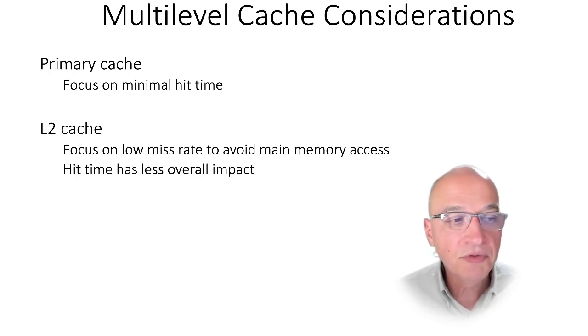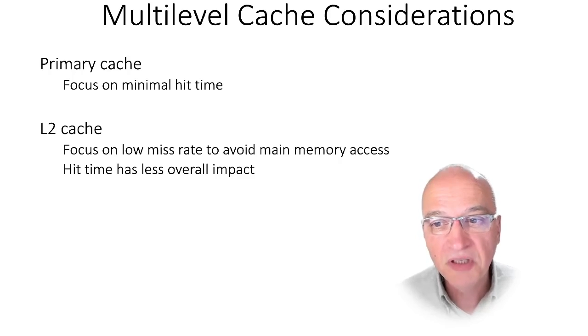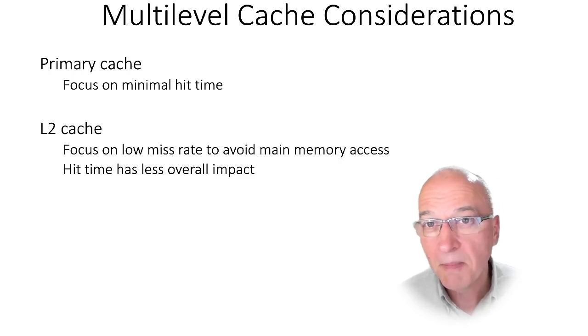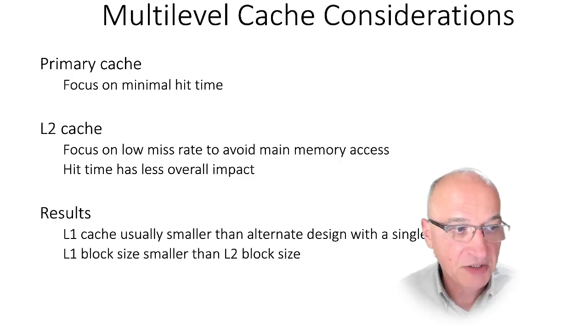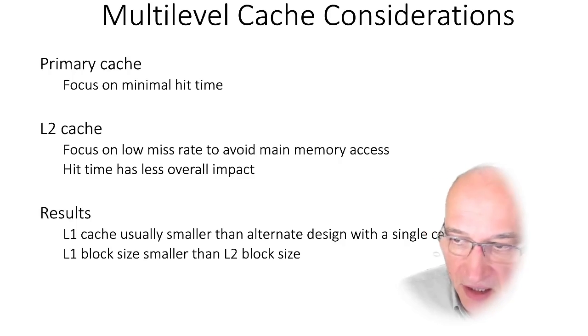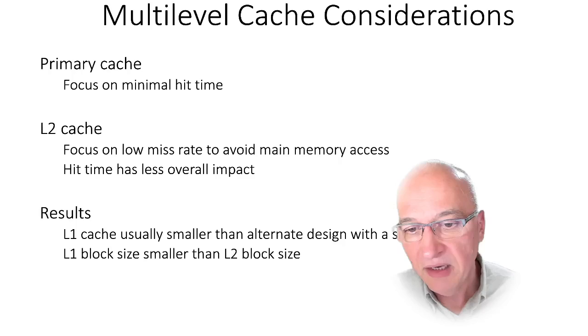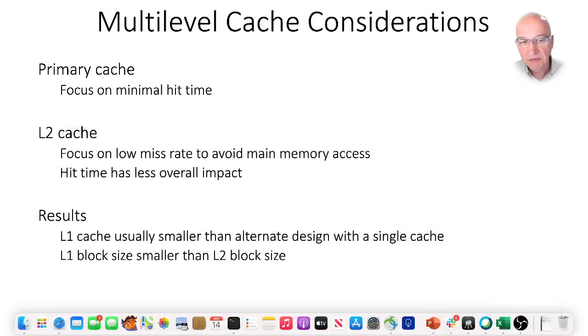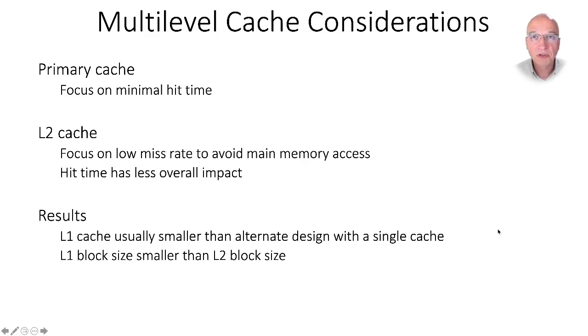The second level of cache will focus on having a low miss rate to avoid main memory accesses, and the hit time has less overall impact because you're only going to access the L2 cache after you have missed the L1 cache. You can think that the L1 cache will filter the most frequent accesses and will always serve the processor the accesses that have the highest locality, and then as you go down in the levels of cache, you have accesses that are more difficult to find. The L1 cache block size is usually smaller than the L2 block size.